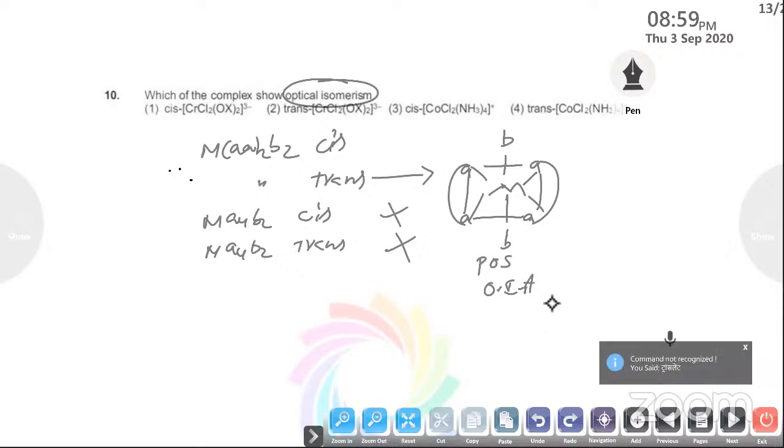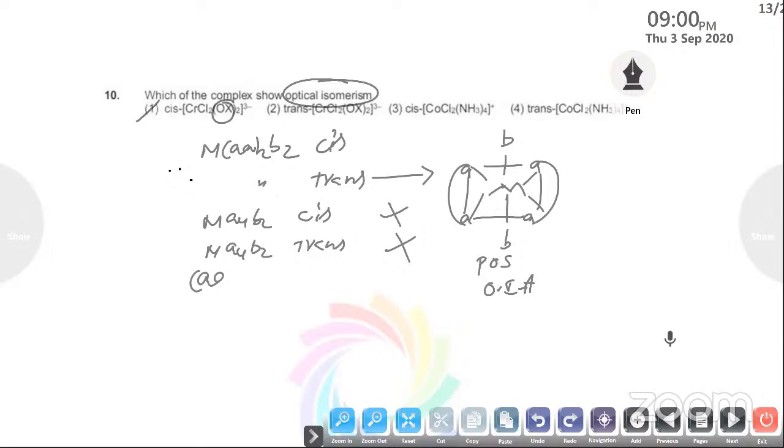So we have the cis isomer CrCl2OX. OX is oxalate. Oxalate is AA type. So when you have MAA twice B2, you'll be having the cis isomer. The cis isomer is optically active and the trans isomer is optically inactive because of planar symmetry, as I showed here. The cis isomer of MA4B2 and the trans isomer of MA4B2 both are optically inactive.